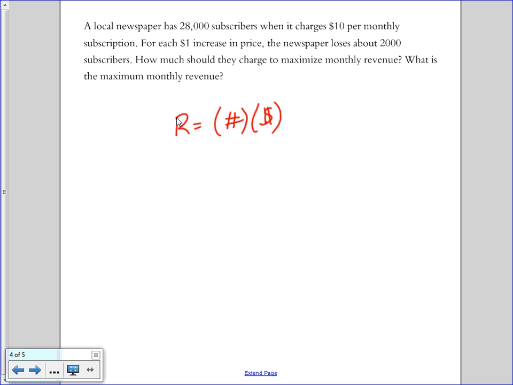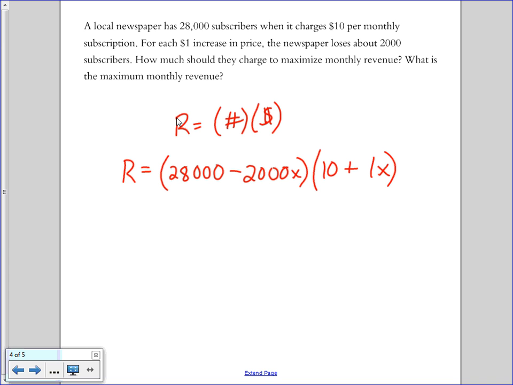And we're talking about currently having 28,000 subscribers, but losing 2,000 each time they change the price. The current price is $10, and they're talking about increasing it $1 or maybe $2 or $3 or $4. They're trying to find that perfect amount. In this case, it's asking us how much they should charge to maximize the monthly revenue.